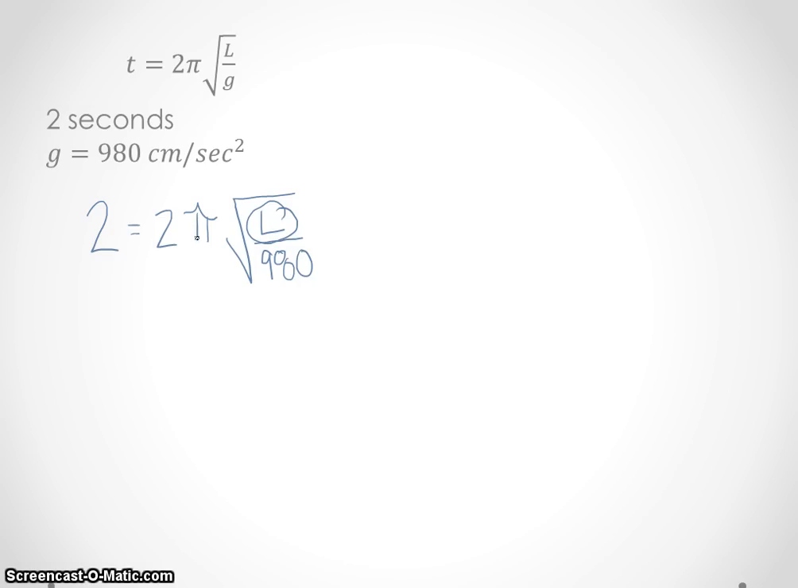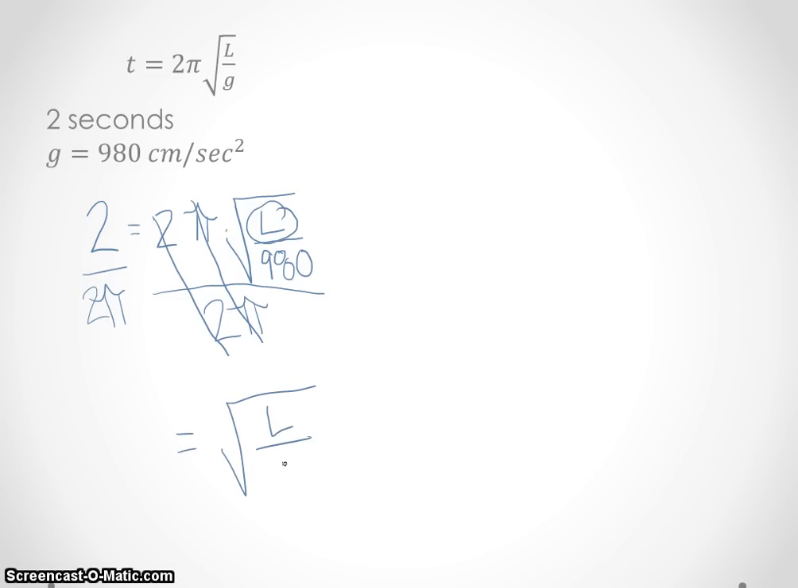So we have to get rid of this 2 pi first. Since it's 2 pi times all this stuff, we're going to go ahead and divide by 2 pi. And, of course, what we do to the right, we have to do to the left. So we're going to divide by 2 pi over here. On the right-hand side, the 2's are going to cancel and the pi's are going to cancel, leaving us with just the square root of L over 980. And then over here, we just have 2's to cancel out.